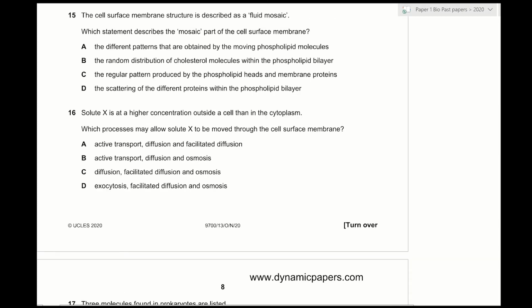The cell surface membrane structure is described as fluid mosaic. Which statement describes the mosaic part of the cell surface membrane? Let's start first by describing what fluid means. Fluid means that phospholipid molecules are able to diffuse throughout the cell surface membrane and move freely. Mosaic means the scattered protein pattern.